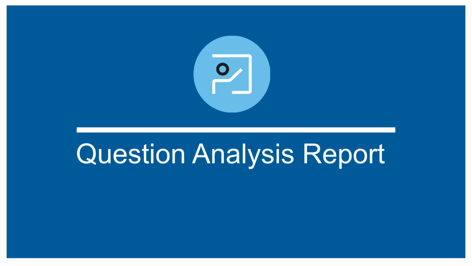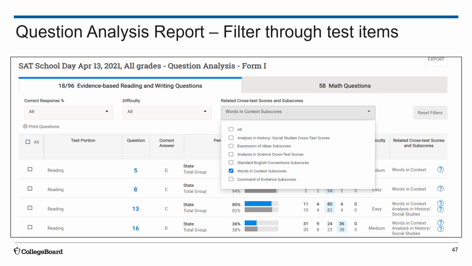The question analysis report gives the correct answer to each question. It then compares your school's performance on that question to the district, state, and nation. Additional detail is provided, giving the percentage of students who selected each answer and the percentage who omitted the question. This is also compared to the district, state, and nation. Question difficulty level may be filtered, as well as the associated cross-test scores and sub-scores for each question.